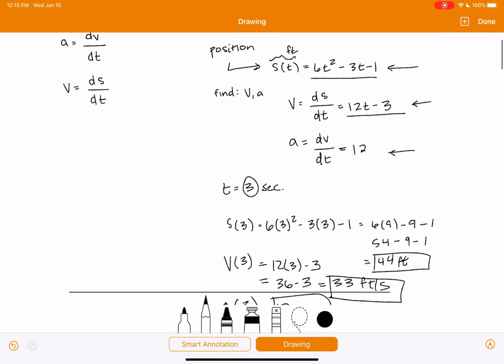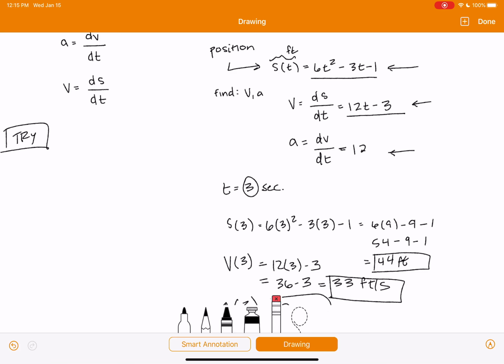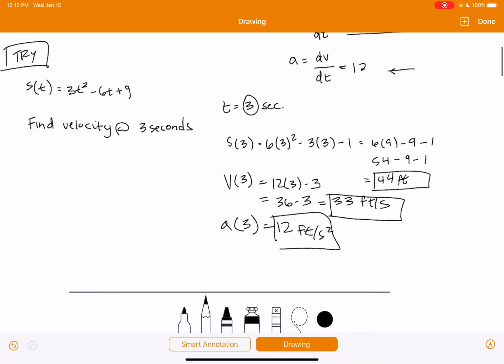All right, so go ahead and try one of these on your own. Let's say our position equation is 3t squared minus 6t plus 9, and just find velocity at 3 seconds. All right, so go ahead and pause the video, work that out, and then you can check your solution with the PDF. That'll be number 1.